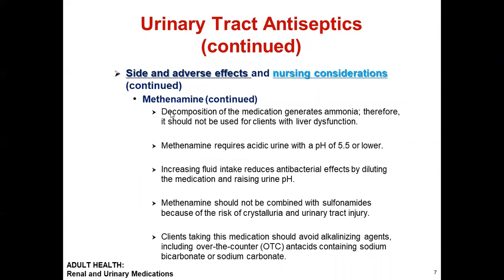Decomposition of the medication generates ammonia, and therefore it should not be used for a client with liver dysfunction. So before giving this medication, it is good to know the liver function tests. If the patient has a liver problem, chronic liver disease, it is good not to give it. This medication also requires acidic urine, with a pH of 5.5 or lower, because 5.5 is acidic. Increasing fluid intake reduces the antibacterial effect by diluting the medication and raising the urine pH.